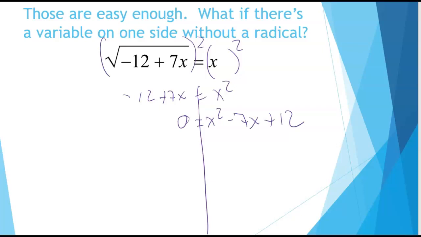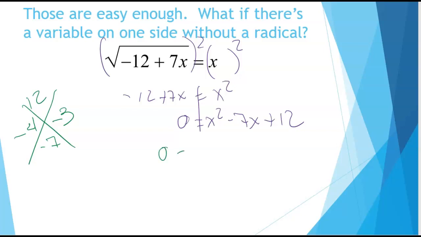Now what can I do? How are we going to solve this? We're going to have to factor it, aren't we? Negative 7, 12. 12 times 1 is 12. Negative, positive. They're both negative, right? What do you think? How about 4 and 3? Negative 4 plus negative 3 is negative 7. Negative 4 times negative 3 is positive 12. So we have 0 equals x minus 4 times x minus 3, right?